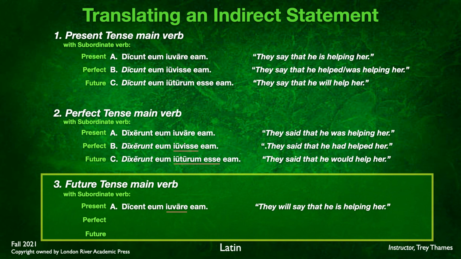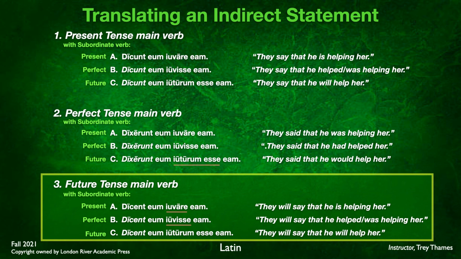So errari is the present tense. It's happening at the same time as the main verb. So is helping. They say that he is helping her. Perfect infinitive. Dicint awisse eam. They will say that he helped her or was helping her. And then finally, the future infinitive iotorum esse. Dicint iotorum esse eam. They will say that he will help her.